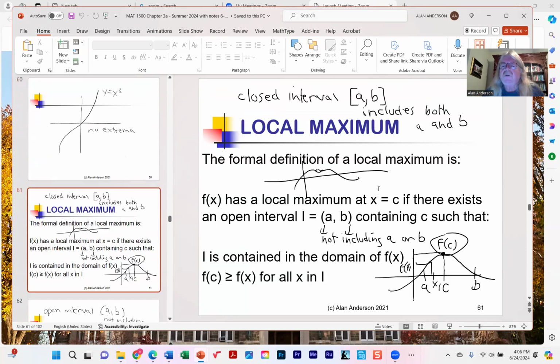Okay, so the local maximum means that there's some interval over which f of c is the highest value of the function within that interval. Now, by the way, this does not include a and b. It's only the interior points, as they're called. So here you can see in this diagram in the bottom right-hand corner, for the point c, f of c is the highest value that the function will achieve in that interval from a to b.